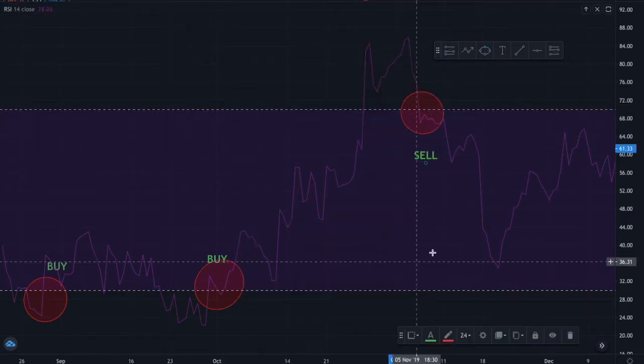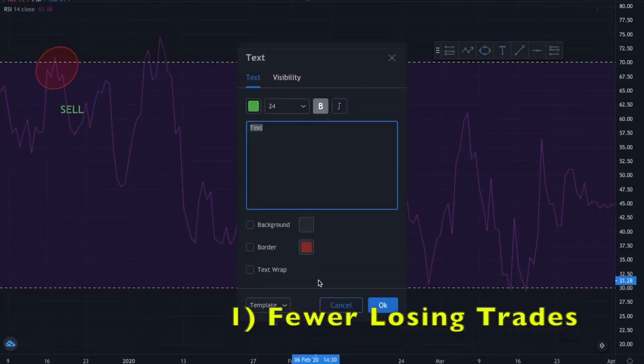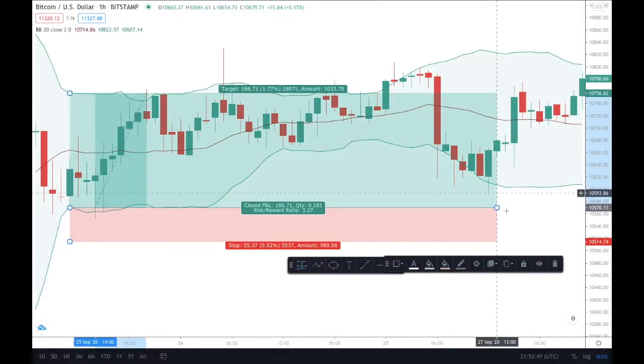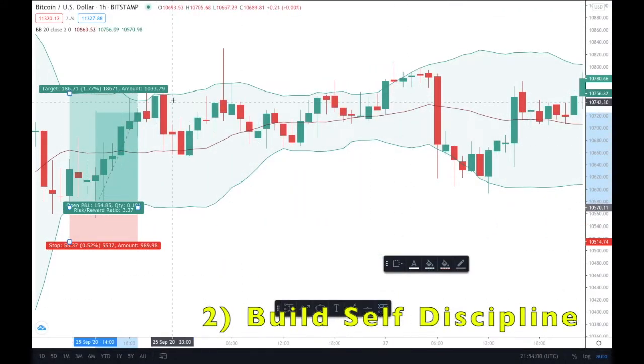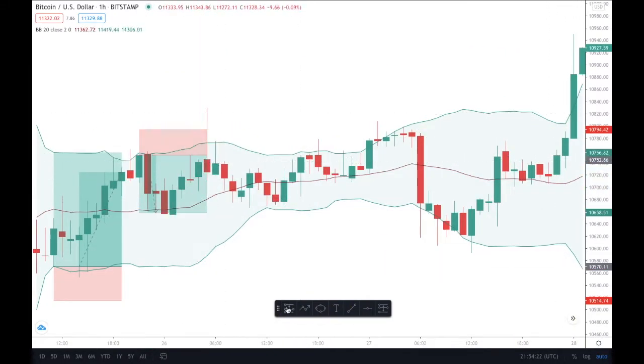So, the first advantage of the Ichimoku Cloud indicator is that since it is too picky, you will have fewer false signals and fewer losing trades. The second advantage is that since it is hard to read and since you will have fewer trades, it will make you a more disciplined trader. Okay, enough motivation talk about the indicator, now let's look at it part by part.